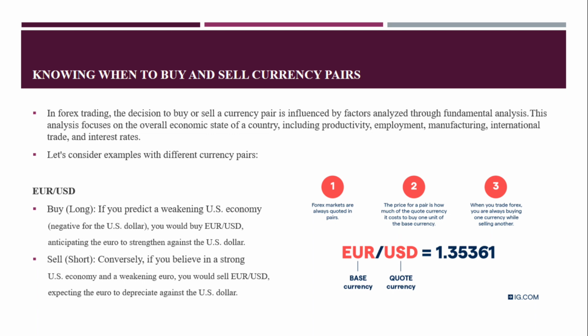Let's look at some of these examples. 1. Euro to US dollar. In this example, the euro is the base currency and thus the basis for the buy-sell. If you believe that the US economy will continue to weaken, which is bad for the US dollar, you would execute a buy euro to US dollar order. By doing so, you have bought euros with the expectation that it will rise versus the US dollar. If you believe that the US economy is strong and the euro will weaken against the US dollar, you would execute a sell euro to US dollar order. By doing so, you have sold euros with the expectation that it will fall versus the US dollar.